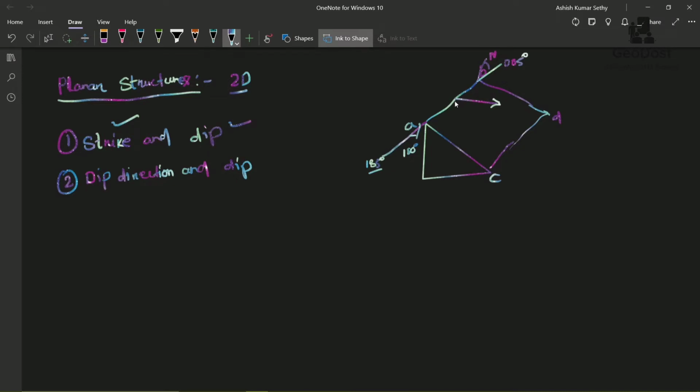ओके, तो उसके वजह से हम यहाँ पे दो डीप डायरेक्शन पा सकते हैं, इस डायरेक्शन में भी, इस डायरेक्शन में भी. ठीक है, क्योंकि ये भी एक 185 से 90 डिग्री अगर ऐड करेंगे तो ये हो गया 275 डिग्री और ये 95 डिग्री.